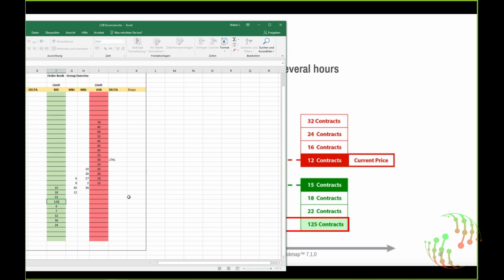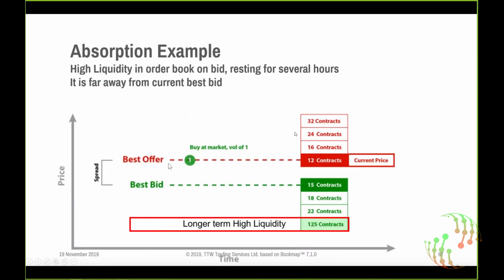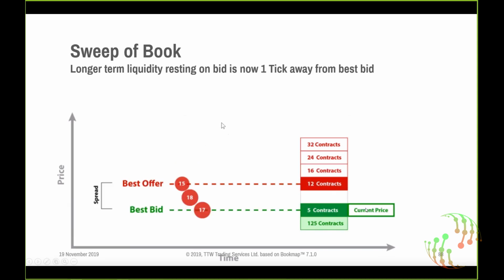Long-term liquidity here. That's the same picture as our limit order book. This is the long-term high liquidity here. Okay, good. So we have one at market and the long-term liquidity is sitting here. Take the next one. So we are trading 15, 18, and 17.